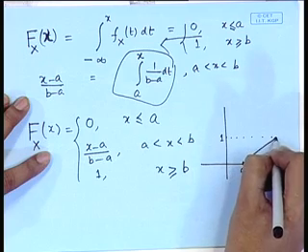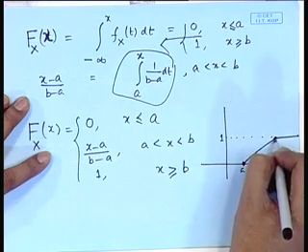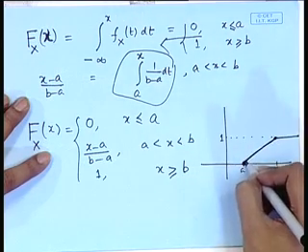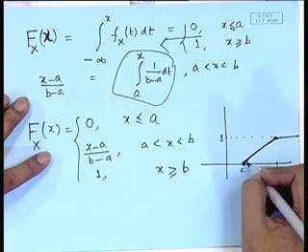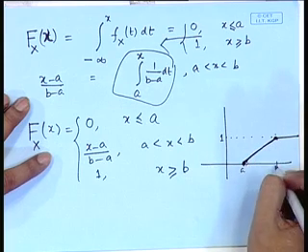So, it is a line here and thereafter it becomes 1. So, it is a straight line joining the point 0 to 1 here.